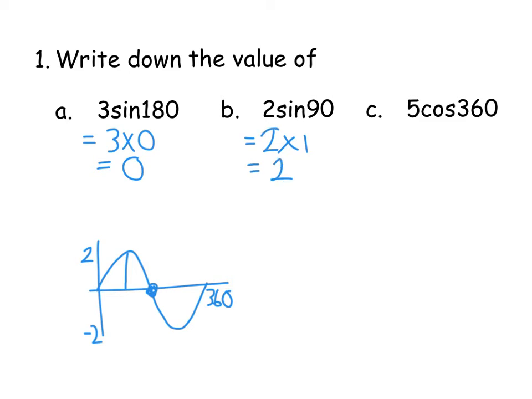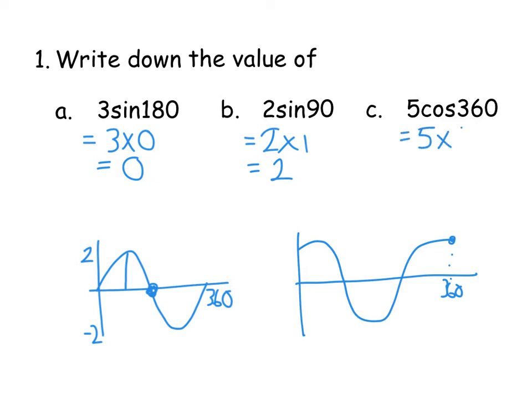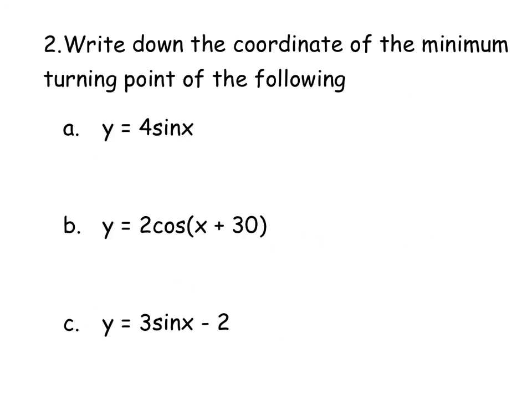And my third one, to do 5 cos 360, I'm going to draw a quick sketch of my cos graph. Remember, it's a hammock shape. 360 is here. So 360 is the highest number it goes to, which is normally 1. So this one is 5 times 1. Or if you were sketching the graph, you would say it goes from 5 to -5. So the highest point is 5. So they all come from your knowledge of the graphs.